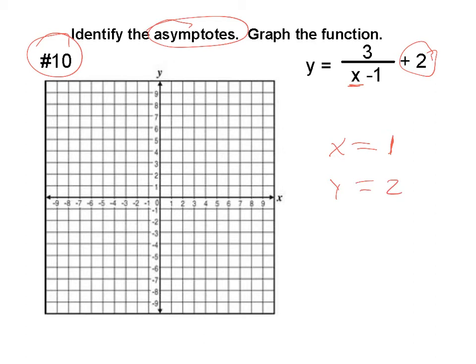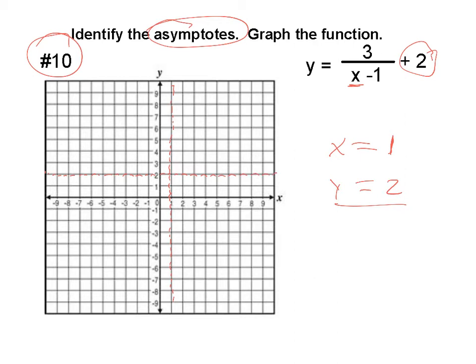So what you're going to do is put dotted lines on those spots. If my x or vertical asymptote is 1, I'm just going to put a dotted line here. I should never cross that line. I should get close to it, but never cross it, right? And my y asymptote is 2, so I'm going to put a dotted line on y equals 2. I should never cross that line either. That's going to help us graph.